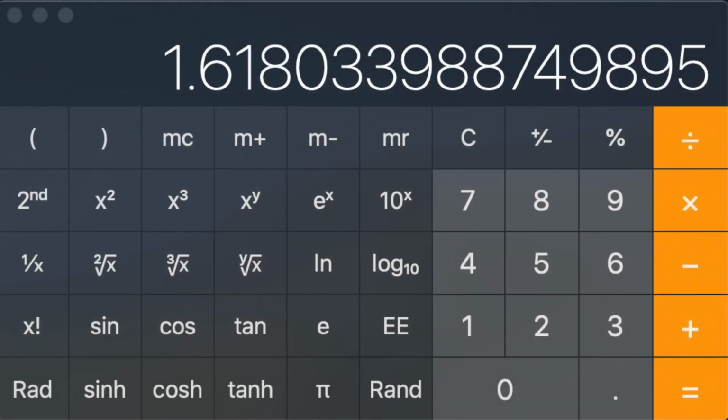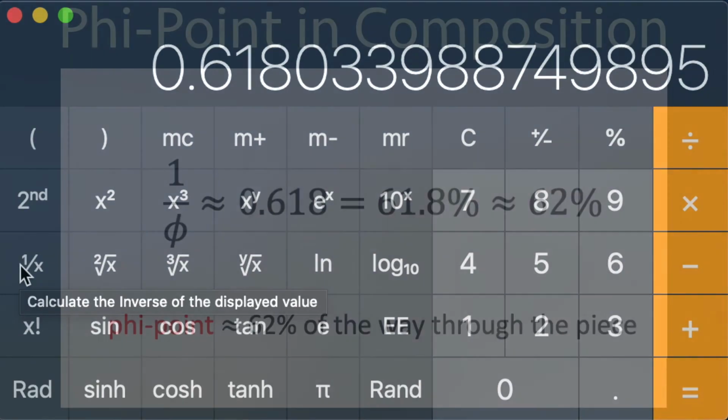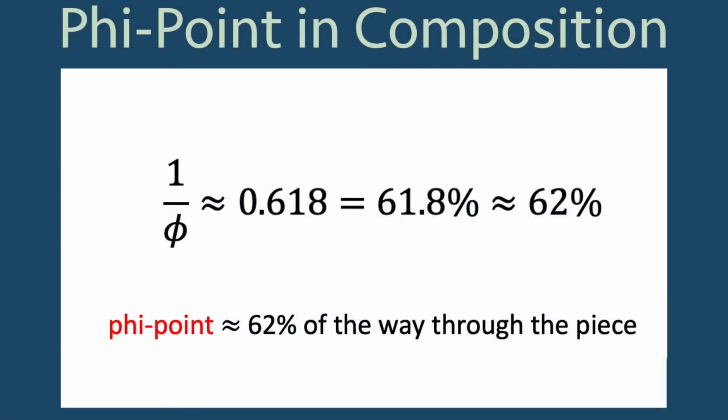You can try this for yourself with a calculator by taking the decimal version of the golden ratio we found and then reciprocating using the 1 divided by x button. This result is the same thing as just subtracting 1 from the golden ratio. The value of 1 over phi plays an important part in the appearance of the golden ratio in nature and in art.